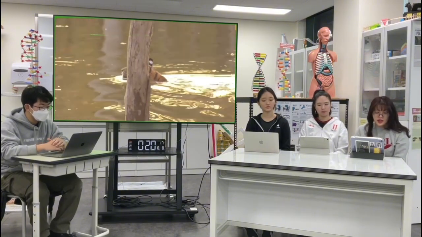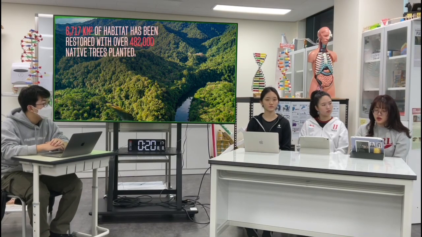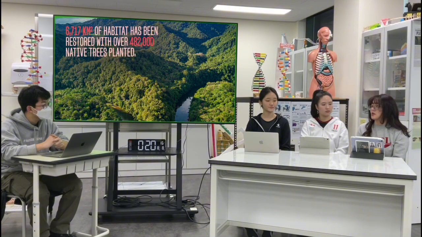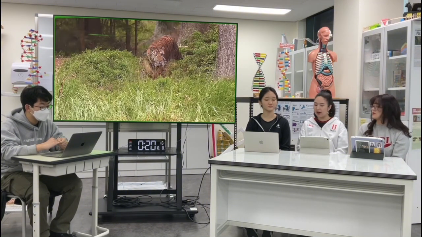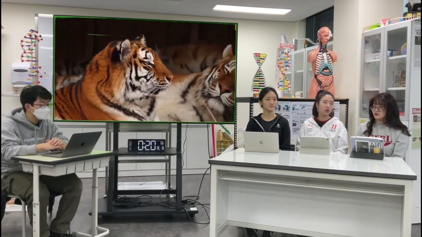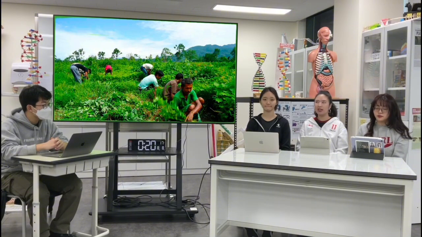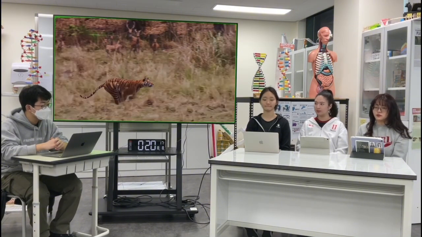Through the ITHCP, we've worked in countries like India, Nepal, and Indonesia to restore over 6,700 square kilometers of tiger habitats. We've also planted over 480,000 native trees and constructed 32 water holes to ensure that the ecosystem can support tiger populations. That's an impressive effort. What's even more encouraging is that when we restore habitats, not only do tigers benefit, but the entire ecosystem does as well. Other species like birds and plants are thriving too.